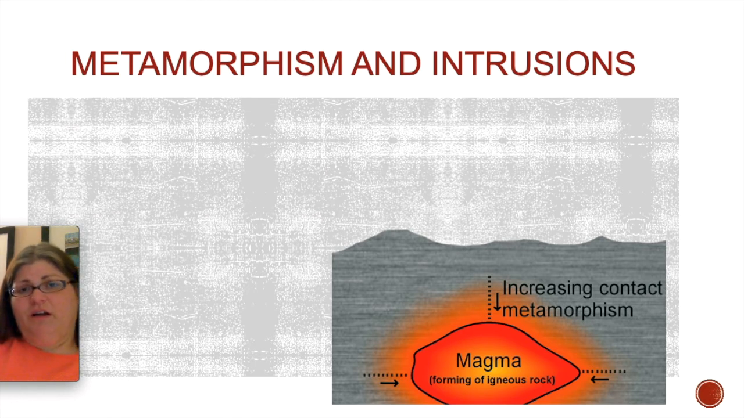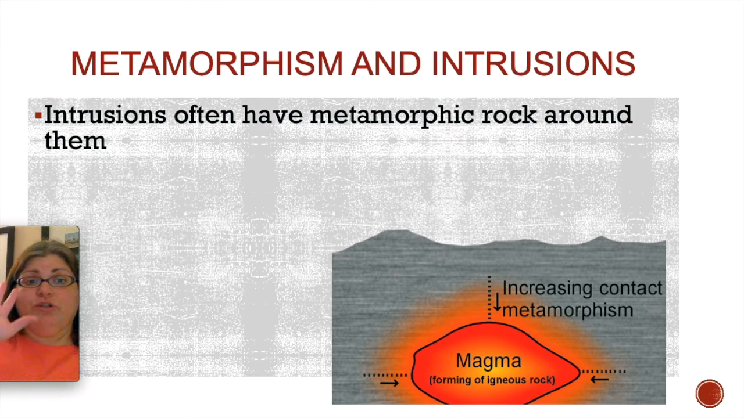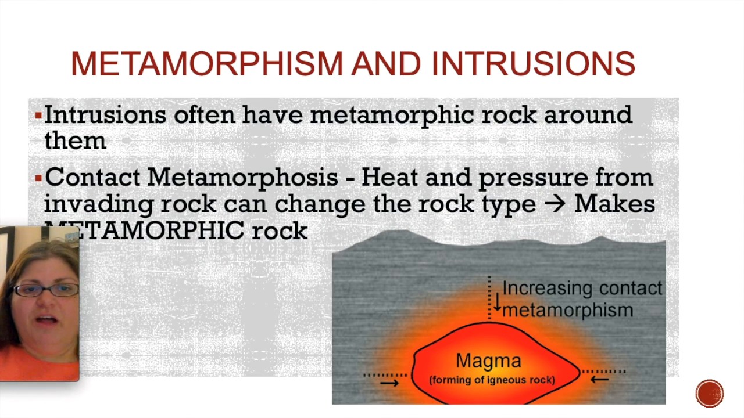Another note when we talk about igneous intrusions is that often around an igneous intrusion, in other words, a chamber of magma underground, we often see metamorphism occurring because, of course, the magma is warm and it's pushing up into existing rock, creating a lot of pressure. And so what we call this is contact metamorphism. That's when heat and pressure from the invading rocks changes the rock around it, the existing rock around it.